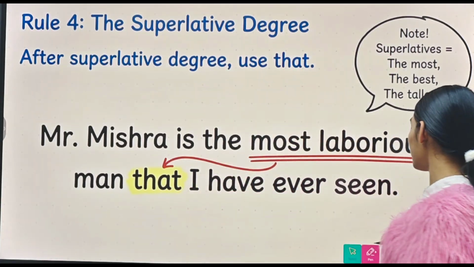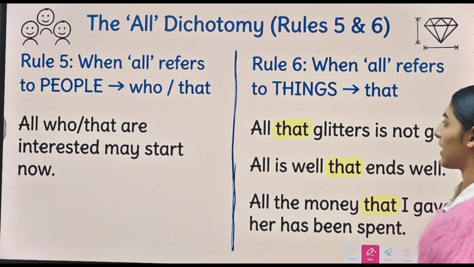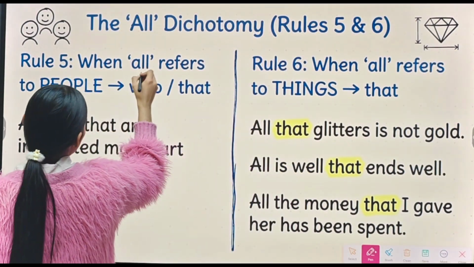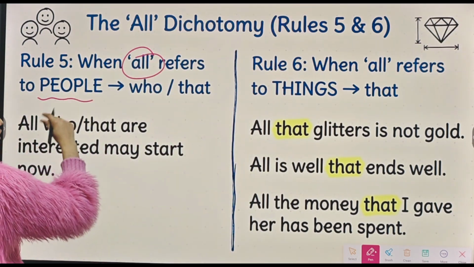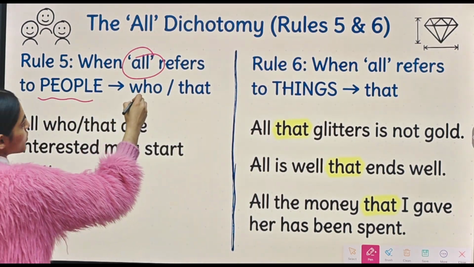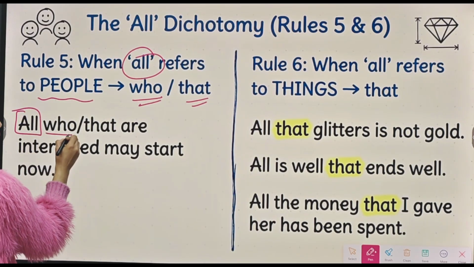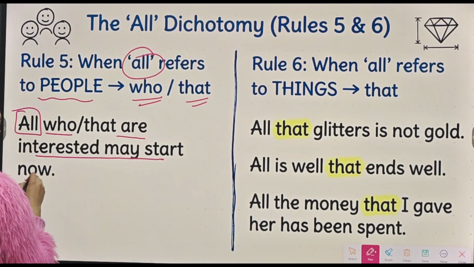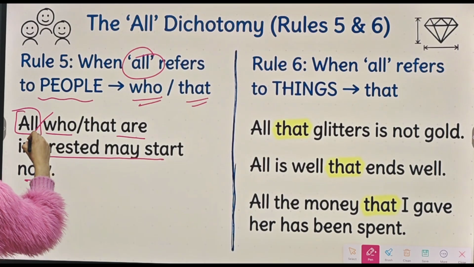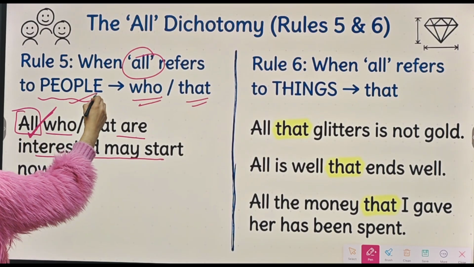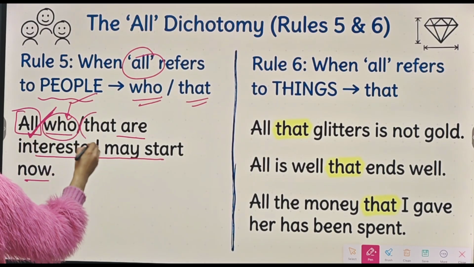Now moving on, we have rule number five. So let's see, when all refers to people, a group of people, we will use who or that. So let's see the example that we have. All who are interested may start now. So along with all, when all is behaving as people, we will use who or that.